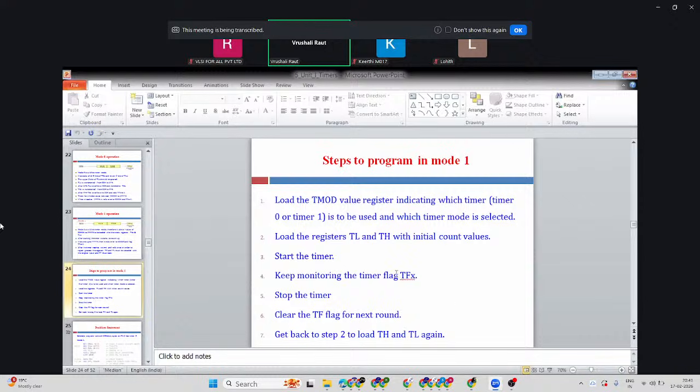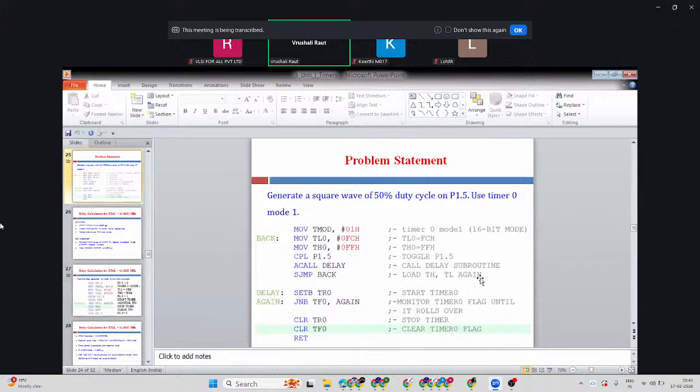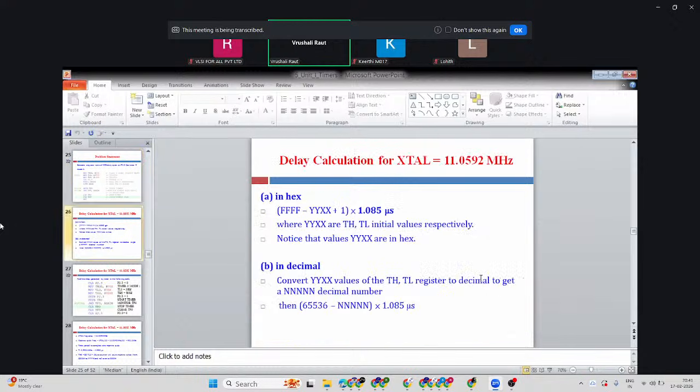Now, what is to be loaded in this TL and TH, that we have to calculate. I told you we have to calculate it, so we will check for those calculations. This is the assembly language program which is here. Anyway, we will go for the delay calculation. As we are using the timer, how are the delay calculations done?